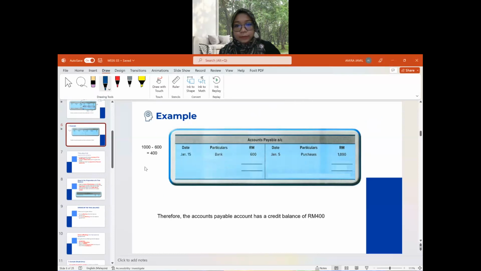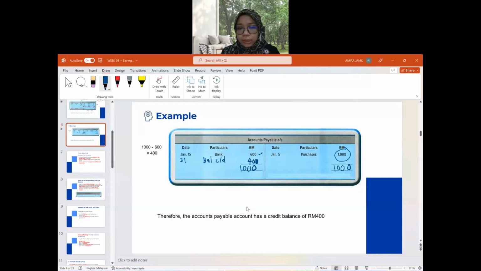For this one, it is accounts payable, it's 600 and the purchase is 1000. How do we close the account? At the end of the month, the 31st of January, this side should be 1000. The balancing figure is the bigger number, 1000. So this one must be 1000 too. But now it only has 600, so the balancing figure must be 400. That is the balance CD.